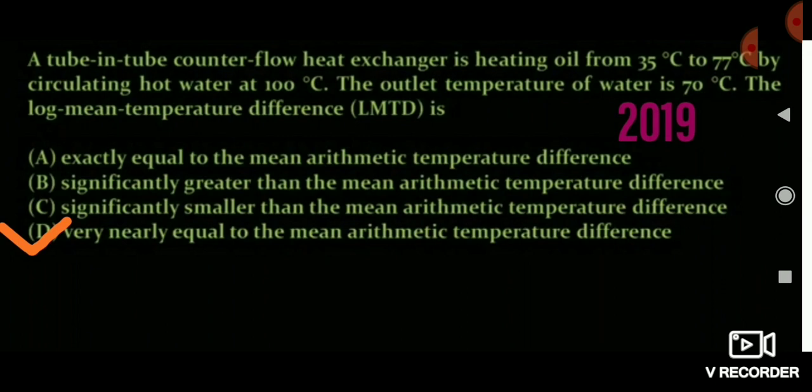Friends, now another question you see in the paper 2019. It is also very easy. Friends, here it is saying that a counterflow heat exchanger is heating the oil from 35 degrees to 77 degrees by circulating hot water at 100 degrees, and the outlet temperature of water is 70 degrees. Friends, here it is saying about the counterflow heat exchanger.